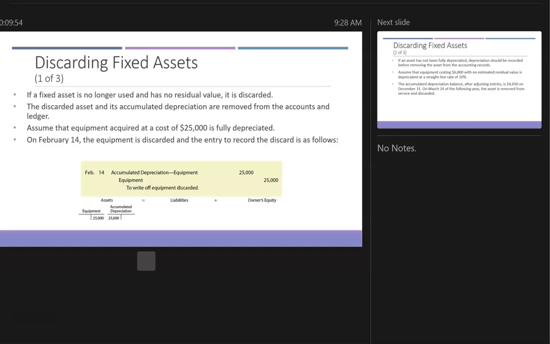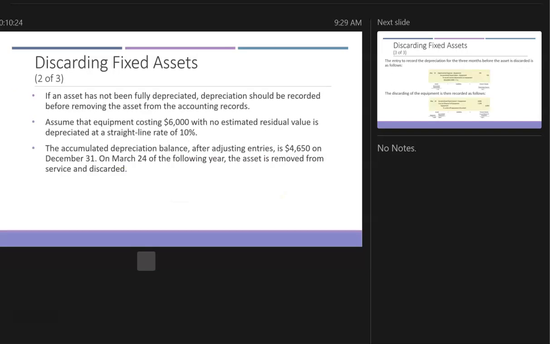Let's assume the equipment acquired at a cost of $25,000 is fully depreciated. In that case, to get it off the books, and we've depreciated all of it, don't we debit the accumulated depreciation account, credit the equipment, and it's zeroed out and it's off our books? Right? Straightforward. It's off our books. If an asset has not been fully depreciated, depreciation should be recorded in that current year before removing the asset.